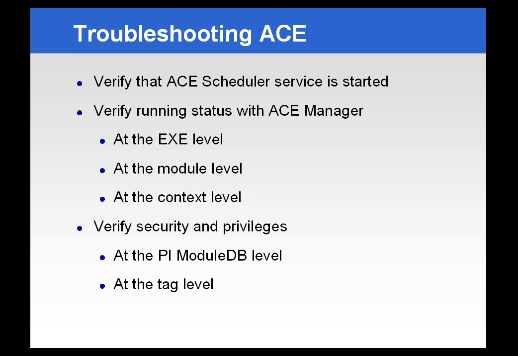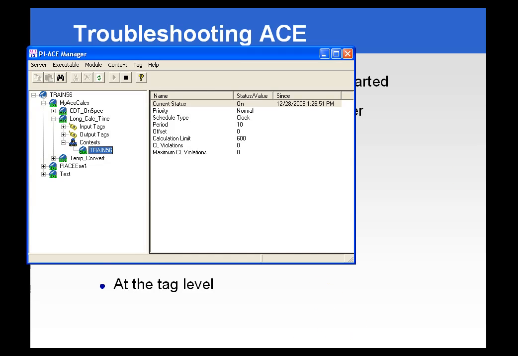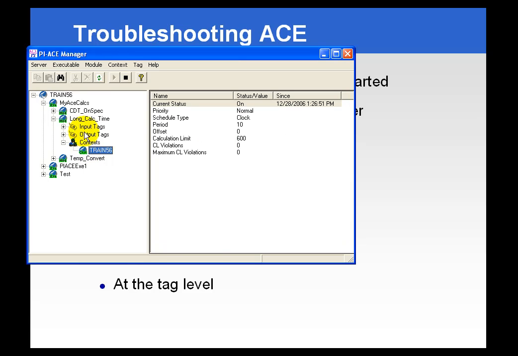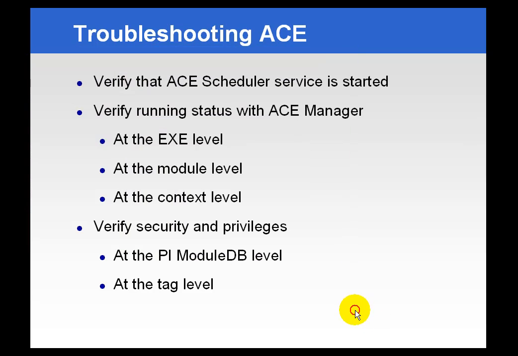And when you're troubleshooting ACE, there's a couple things you want to start with. You want to verify that the service is started. A very common issue is the service may have been stopped or halted. If the ACE scheduler is running, then look at the ACE manager. See if you're running at the executable, module and context level. And that's very easy to see with our color coding. You can see the green highlights next to everything that is running. If something has been turned off, it will be gray, and if it's in an error condition, it'll be red.